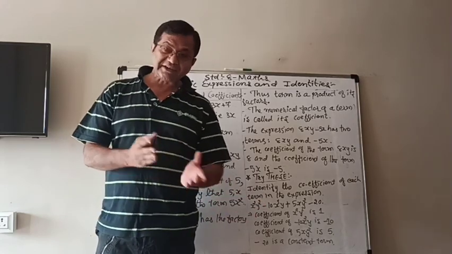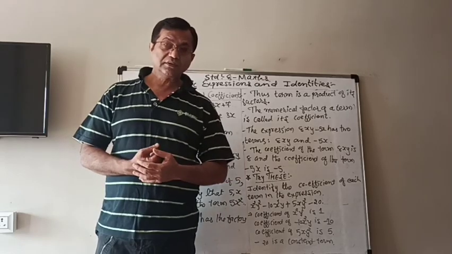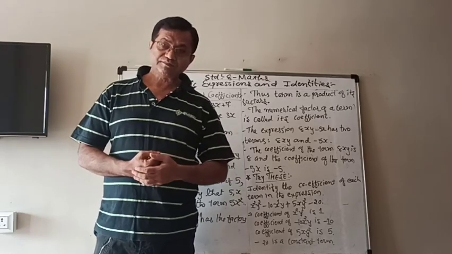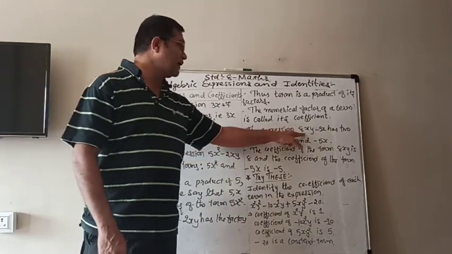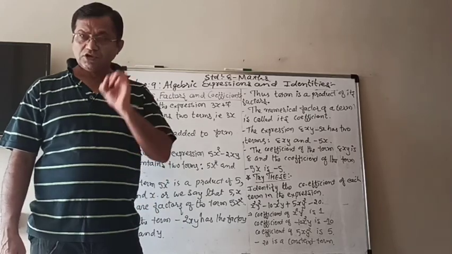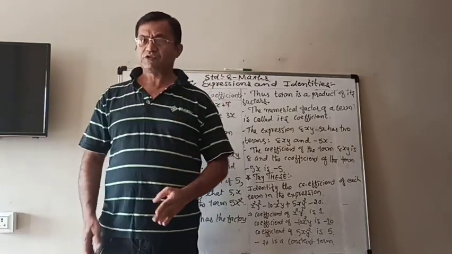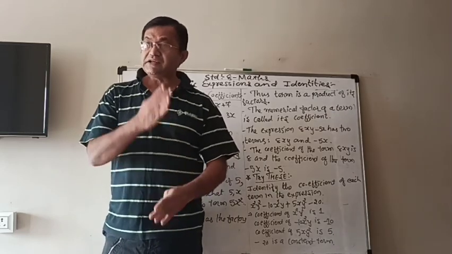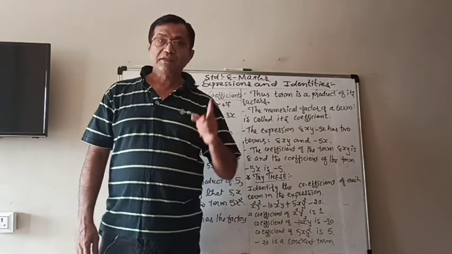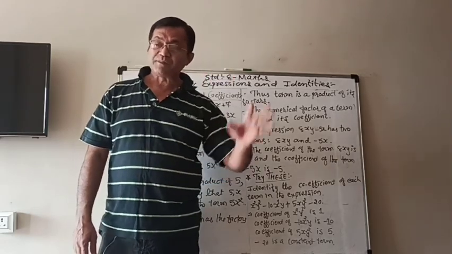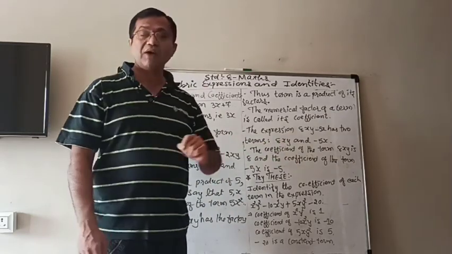So here x and y are the variables. So which is the numerical factor? 8. So here 8 is the coefficient of the term 8xy. So the term 8xy has three factors, 8, x and y. Out of that, 8 is the numerical factor, means it is a number. And therefore, we can say that 8 is the coefficient of that term 8xy.